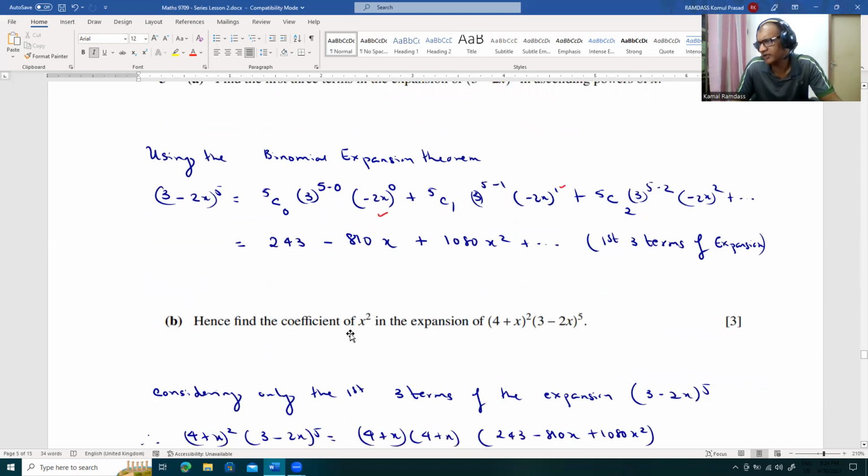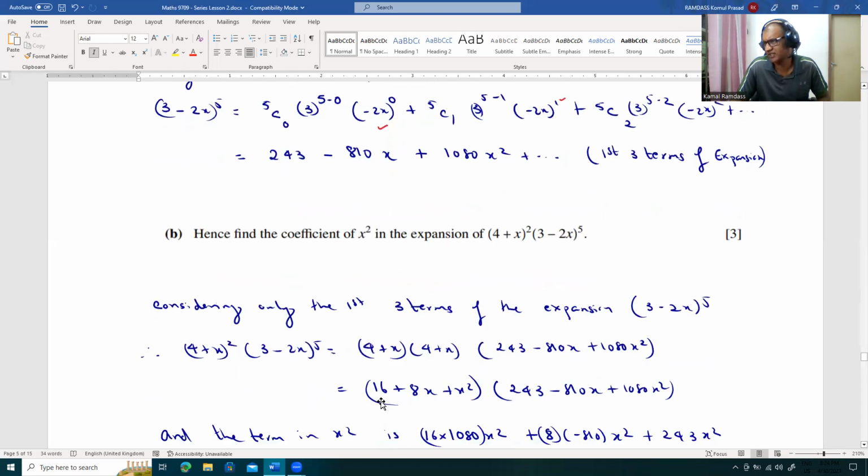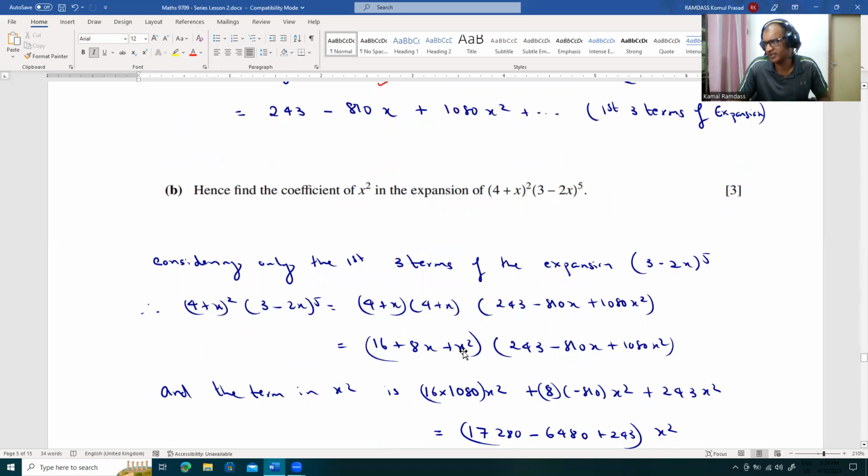Hence, find the coefficient of x squared in the expansion 4 plus x to the square times 3 minus 2x to the power of 5. Bon, bien sûr, nous pouvons consider the first three terms of the expansion, OK, up to x squared, et multiply by 4 plus x to the square. 4 plus x to the square, c'est 4 plus x times 4 plus x. C'est 16 plus 8x plus x squared.